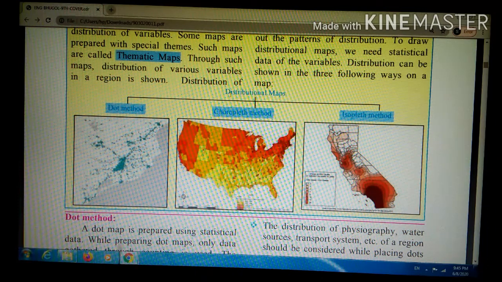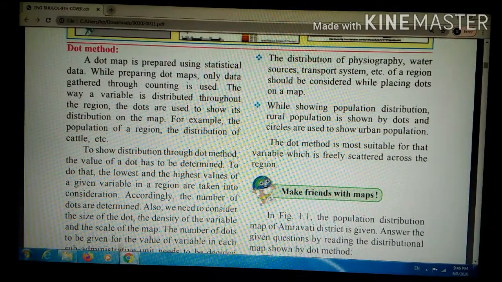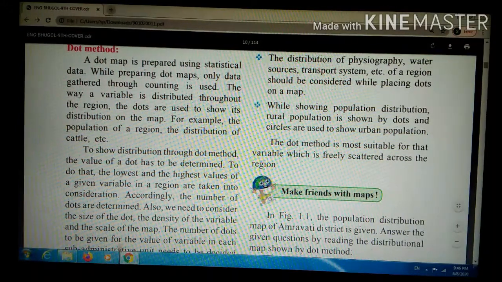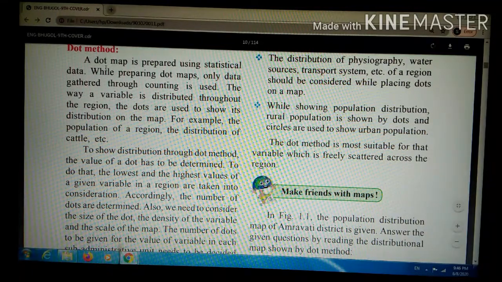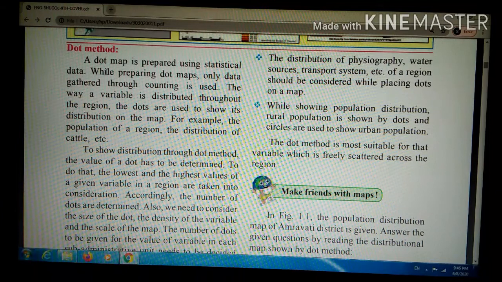I have told you there are 3 types of distributional map. The first one is the dot method, the second one is the chloropleth method, and the third one is the isopleth method. Now we will discuss the first one, the dot method. A dot map is prepared using statistical data. Means first we want statistical data, and on that basis we will prepare the dot map.